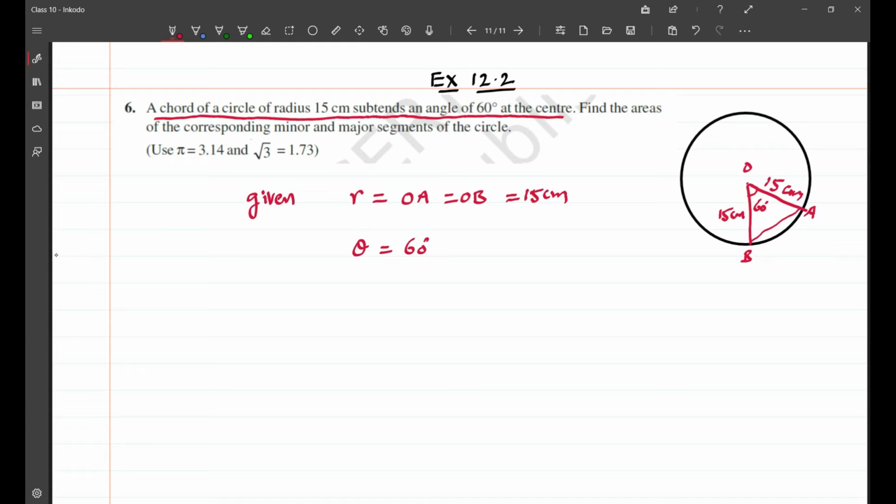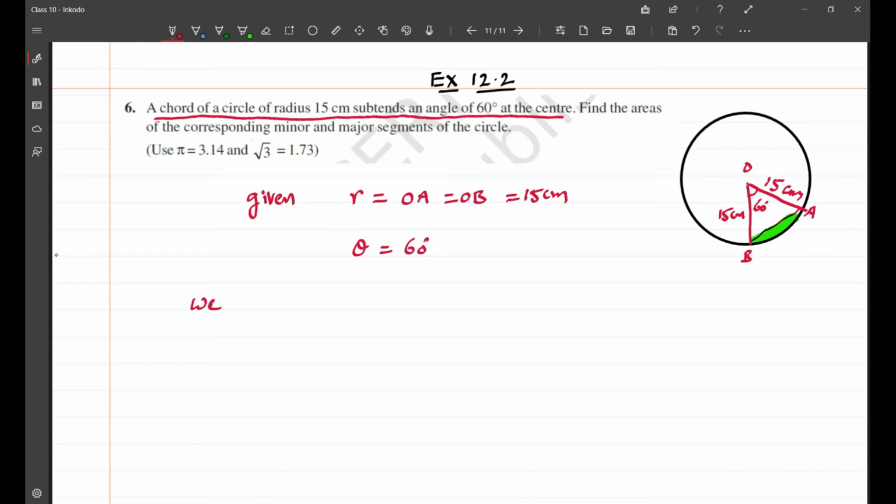And we know already about minor segment and major segment. In this figure, AB is the given chord. Below AB, which is shaded in green color, is minor segment. Above AB, major segment. In this question they are asking to find out area of both the segments, area of minor segment as well as area of major segment. Firstly, let's find out the area of minor segment, which is shaded in green color.